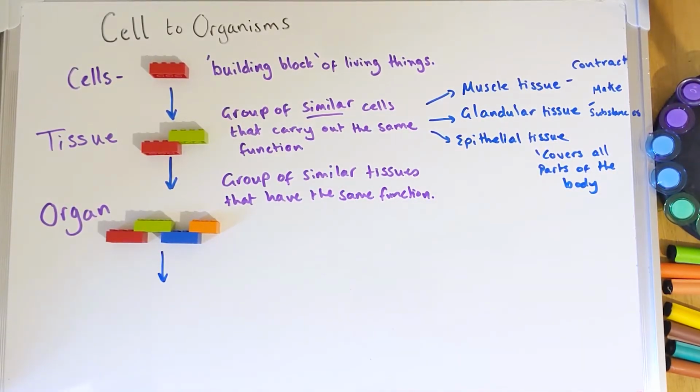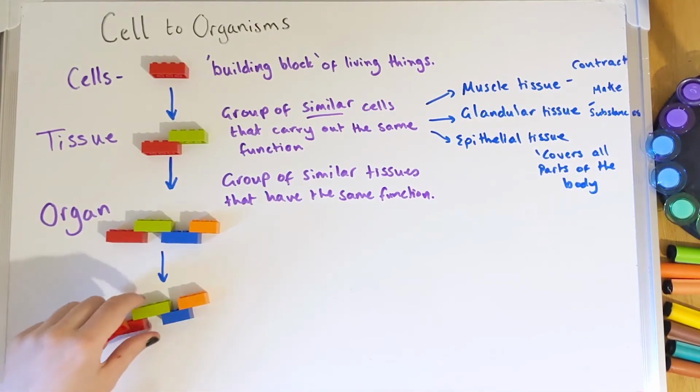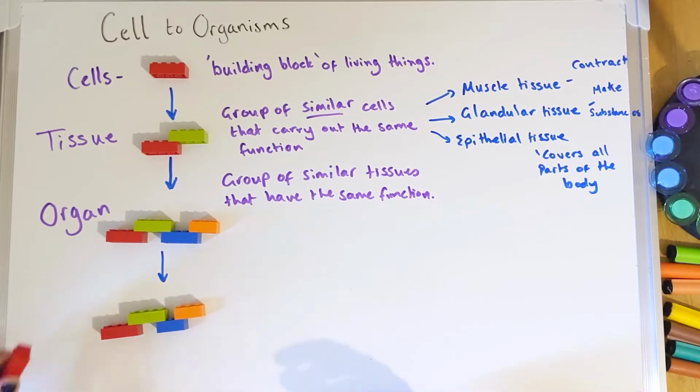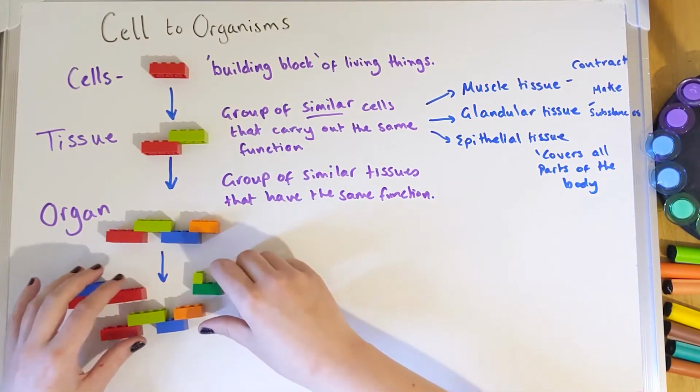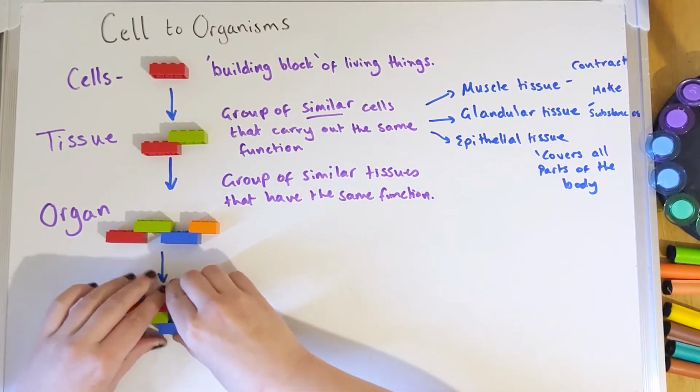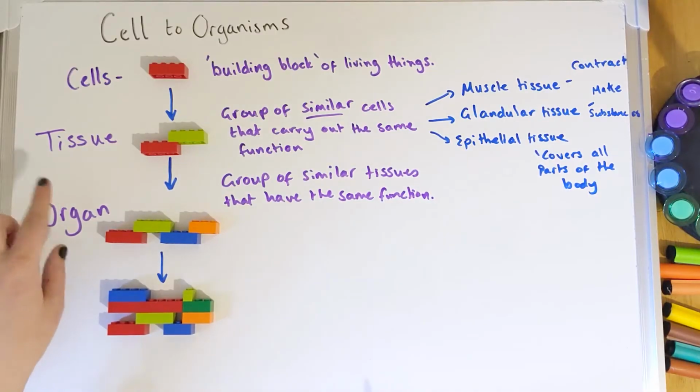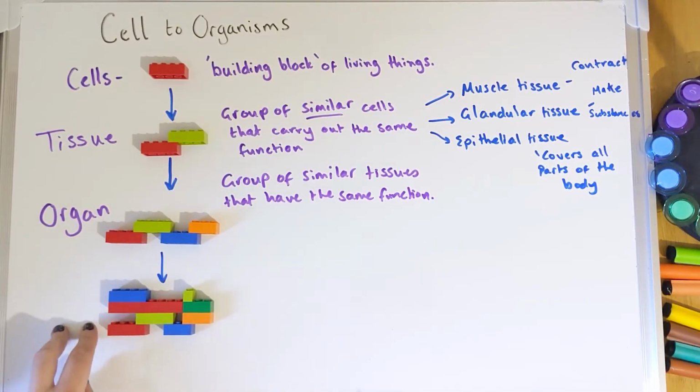Next one up is your organ system. So you've had your organ from before, so this could be the stomach, and that works with other organs like the small and large intestines and your pancreas, and they come together to make the system as a whole. So you can probably guess, if organs are groups of tissues and tissues are groups of cells, organ systems are going to be groups of similar organs that have the same function.